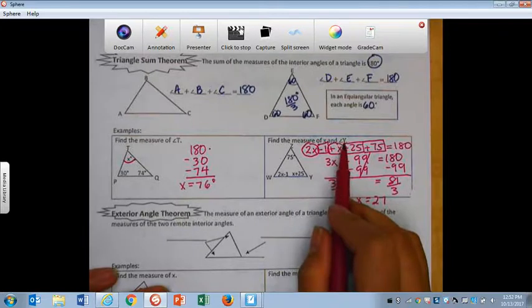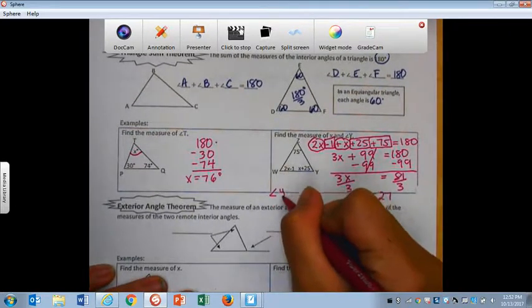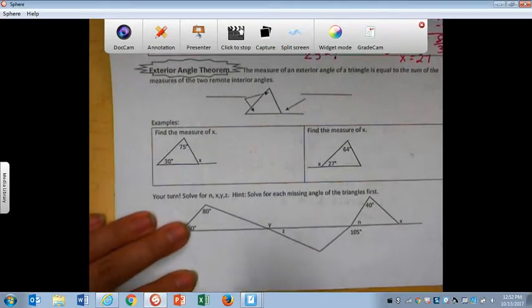Now, can you guys plug in and find the measure of angle y? Okay? Can you tell me what that measure is? All right. So now, we're going to move on.